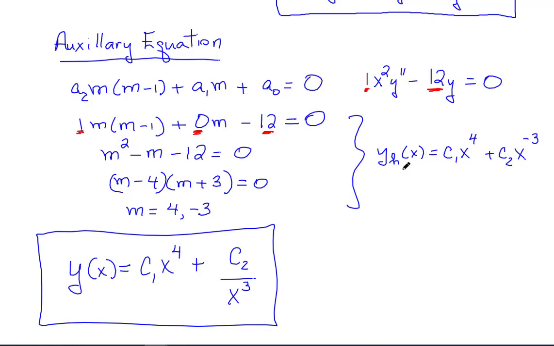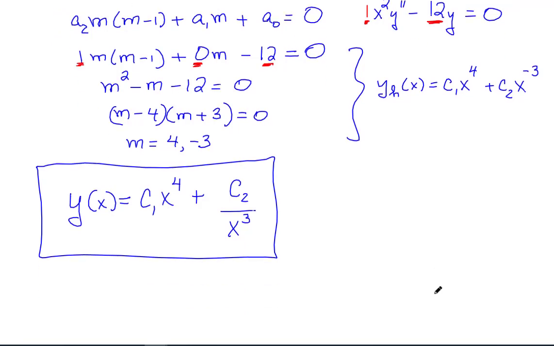So my homogeneous answer looks like c1 x to the fourth, plus c2 x to the minus 3. Or if I take care of x to the minus 3, I can put it as 1 over x cubed. So fairly straightforward.